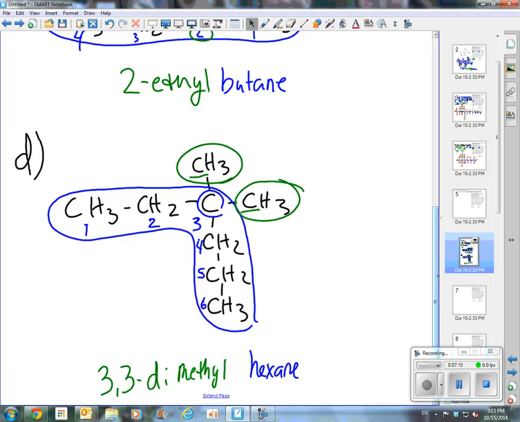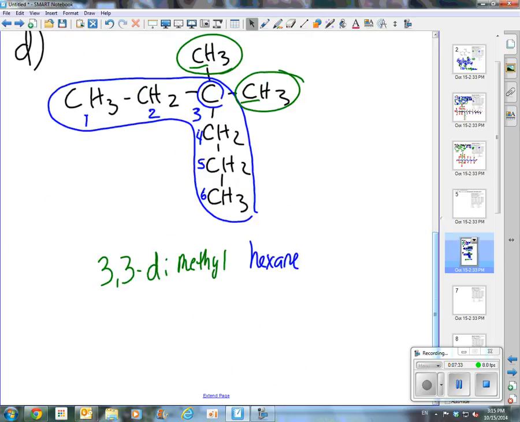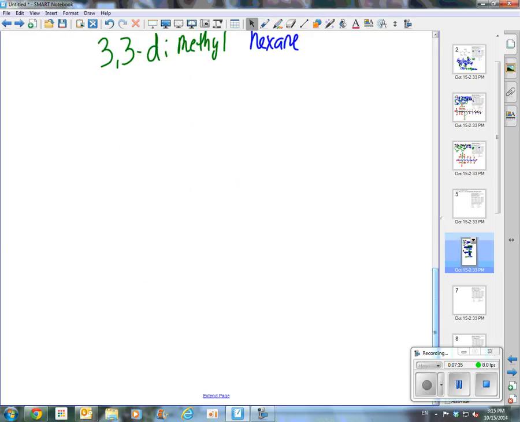Okay, as a final example here, I'm thinking we should do J. All right, let's do J on that page altogether here. So as a final example here, I've got a situation that looks like this.